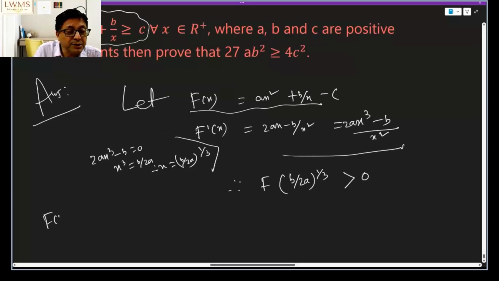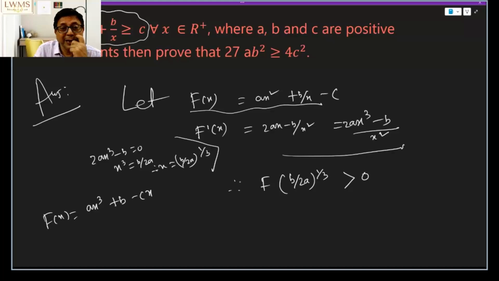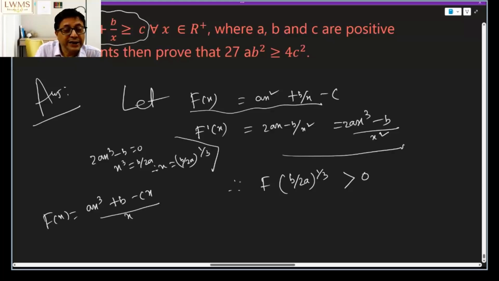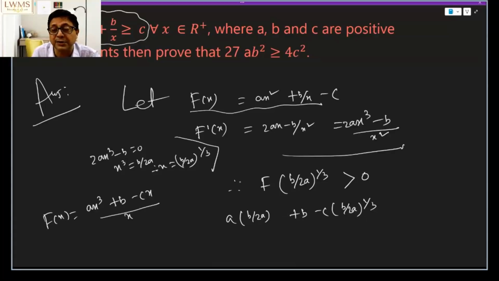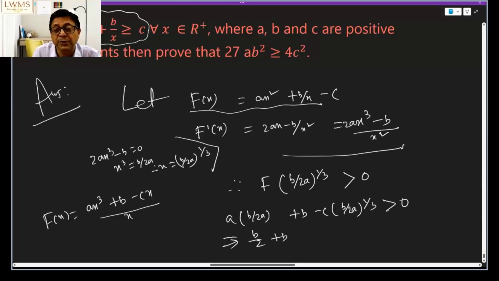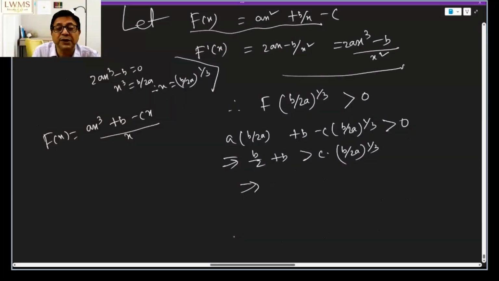It means now fx is what? Ax cube by x. X positive they said. So this implies a b by 2a to the power 1/3 c... This is not 1/3, this will be this thing. Check once because ax cube. So this implies b by 2 plus b greater than c into... what is b by 2 plus b?